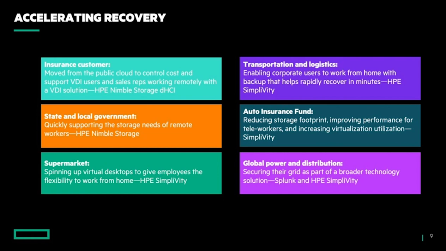The fifth example here is an auto insurance fund that is using our infrastructure to improve the performance and optimize virtualization, helping to support the needs of teleworkers. And the final example is a global power and distribution company that is using Splunk with HPE to help secure their network grid.